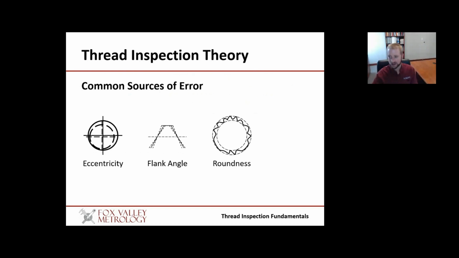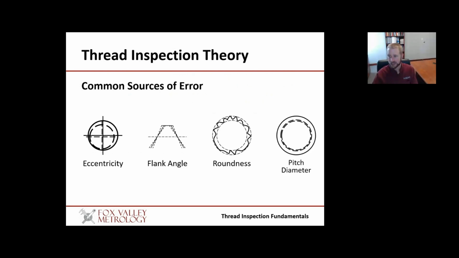So the next common error is roundness. This comes in many different forms, whether that be ovality or even the erratic form that is shown here. Regardless of the type of roundness error, in order for the thread to be perfectly functional, it must exist within the maximum and minimal dimensions that are shown by the dotted lines in this presentation. Any variance outside of that is, of course, going to cause that component to fail its intended design.